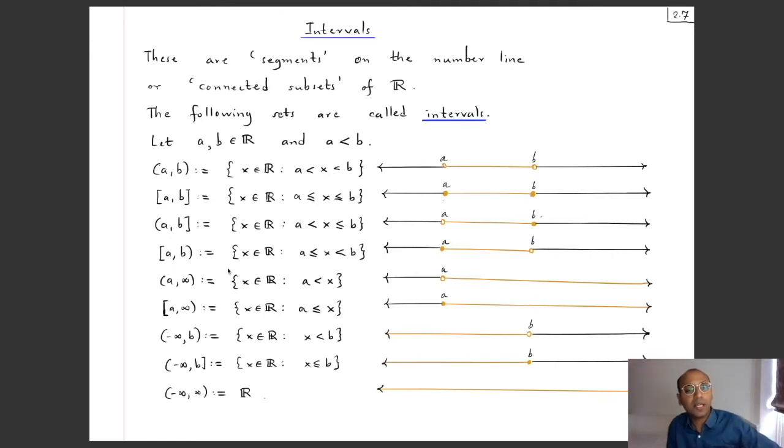Similarly, square bracket A comma B curved bracket is the set of all x's such that x is bigger than or equal to A and strictly less than B, and that looks like this: A included, B excluded, and everything in between included.